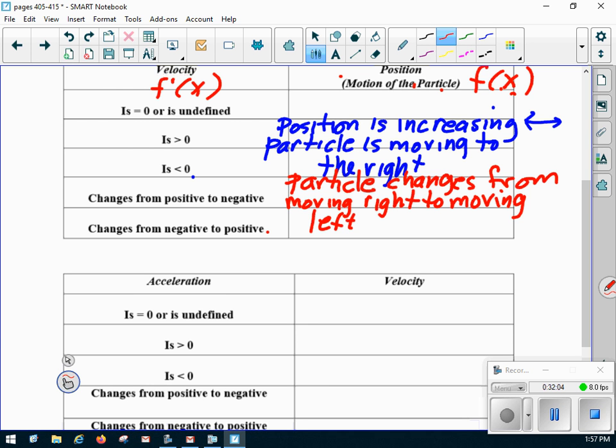Are we out at 2 o'clock straight up? Let's do the acceleration table at the bottom and we'll call it a week, okay?